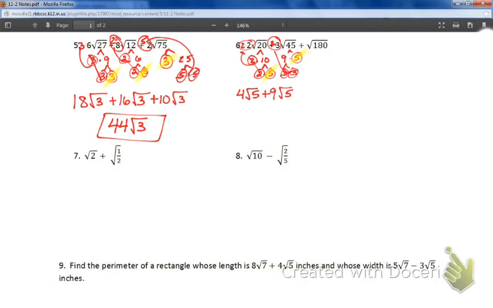Square root of 180. Let's break this down. Let's do 18 and 10. 18 is 9 and 2. 9 is 3 and 3. 10 is 2 and 5. So where are my pairs here? Pair of 3's comes out front as a 3. Pair of 2's comes out front as a 2. 3 times 2 gives me 6. And then root 5 is left over.